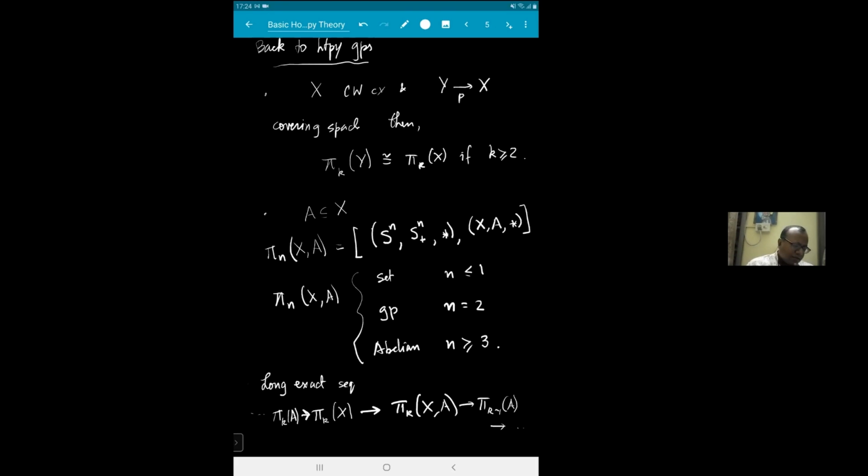I'll not say much about it. It's a tedious verification to verify that this is actually a long exact sequence. That's another important fact, although its importance comes later on when we talk about fibrations. All right. So the next thing is what are the computations?